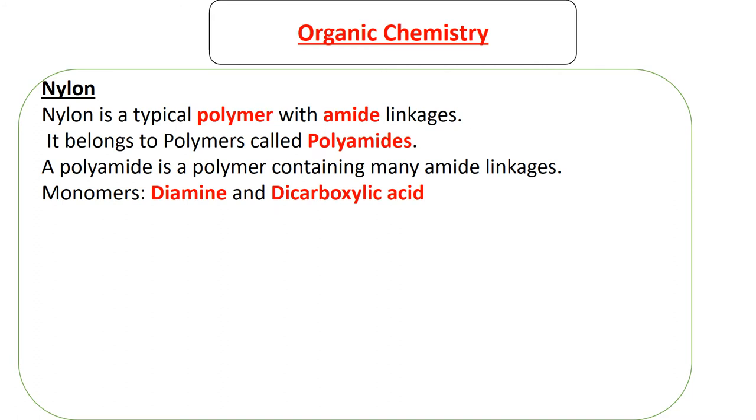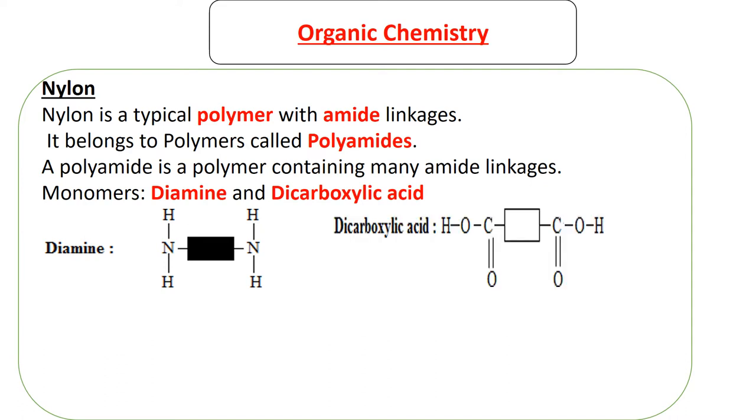So the monomers for nylon are diamine and dicarboxylic acid. The linkage between diamine and dicarboxylic acid is called an amide linkage. So this is the formula for the structure for diamine, and this is for dicarboxylic acid. When the diamine and dicarboxylic acid combine, they form the amide linkage, which is this. So this is the amide linkage.